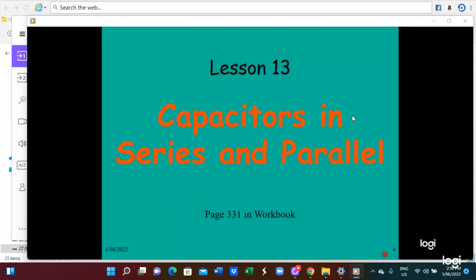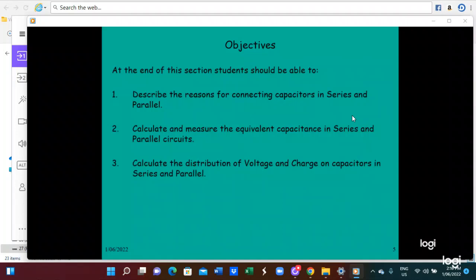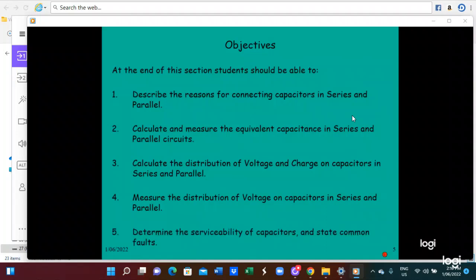At the end of this session, the student should be able to describe the reason for connecting capacitors in series and parallel. Calculate and measure the equivalent capacitance in series and parallel circuits. Calculate the distribution of voltage and charge on capacitors in series and parallel. Measure the distribution of voltage on the capacitors in series and parallel. Determine the serviceability of capacitors in a state common.